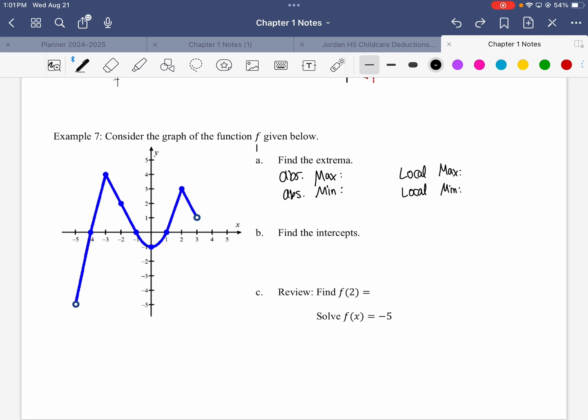Okay, so the absolute max is just the highest overall point. What's the highest overall point here? It's right here. You're going to want to write it as a pair, like an ordered pair, most of the time. Okay? So what would be its absolute minimum here?